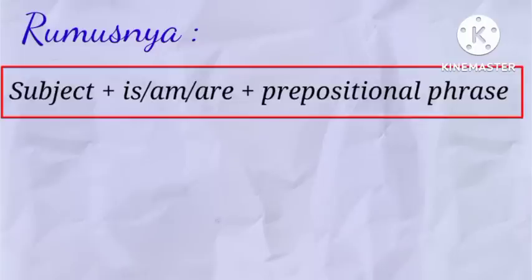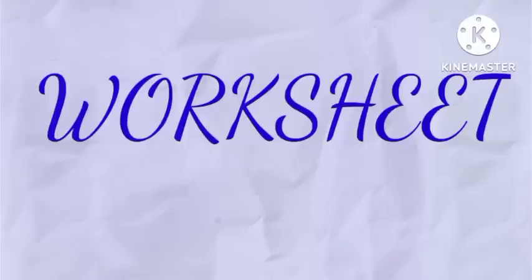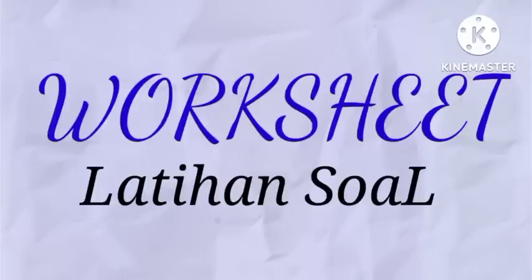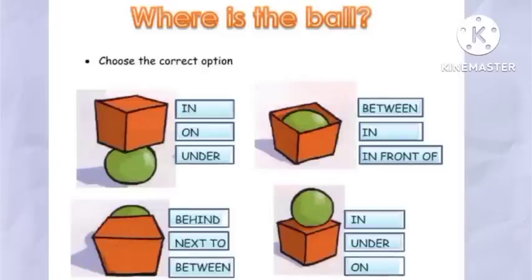Okay, now let's go on with the worksheet. Worksheet, latihan soal. Look at the picture. Okay, you're going to answer, where is the ball? Just the correct option. Very good, the ball is under the box. And then, number two, where is the ball? Very good, the ball is in the box. Number 3, where is the ball? The ball is behind the box. Next, where's the ball? The ball is on the box. Very good.